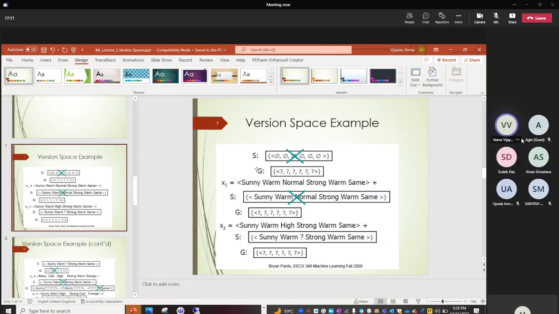We will start with a specific and generic hypothesis. Specific is all null and generic is all question marks. Then we take the first instance and compare each value of the instance with the specific case first.